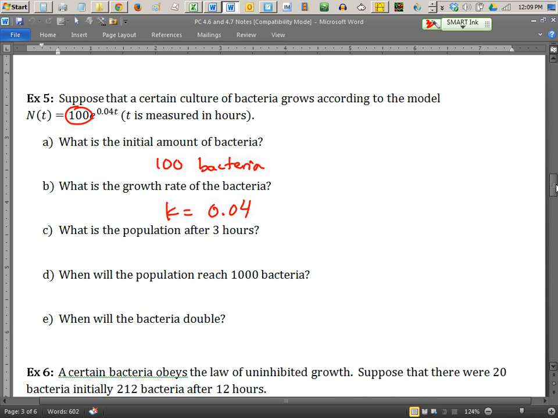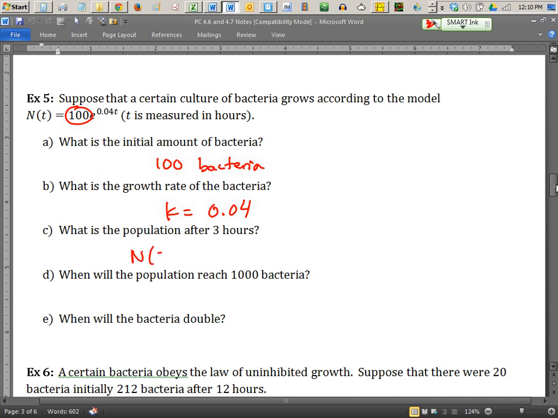Could we also write 4%? No, we don't usually use percents on this. You could if you wanted to, but there's nothing wrong with writing 0.04 as 4%. You can do that whenever you really want to. But in science, we just write k equals 0.04. What is the population after 3 hours?